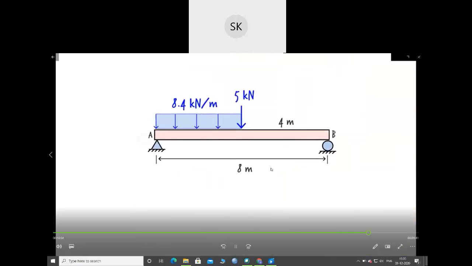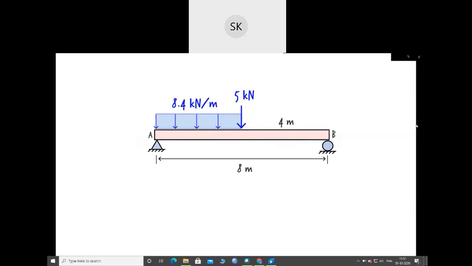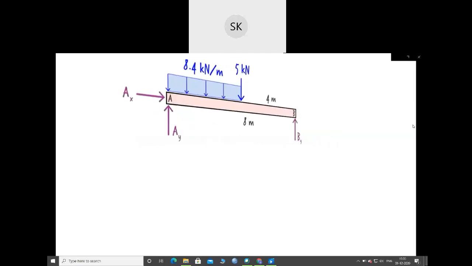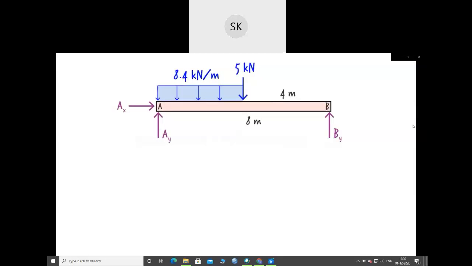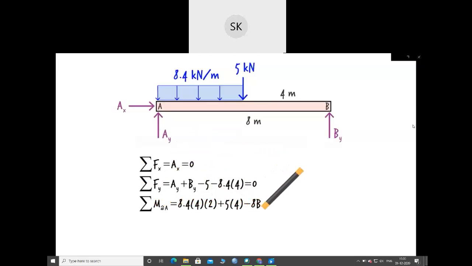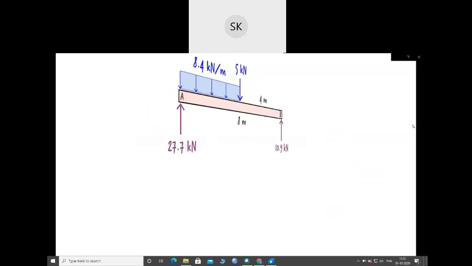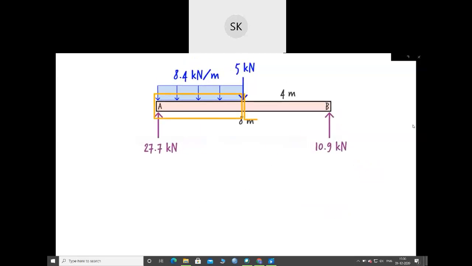The length of the beam is 8 meters, with the concentrated load being applied at its midpoint. Similar to the previous two cases, we start by determining the support reactions. Here is the free body diagram of the beam, and here are the resulting equilibrium equations. The support reactions for the beam are: here, the loads divide the beam into two segments. So we need two sets of shear and moment equations.